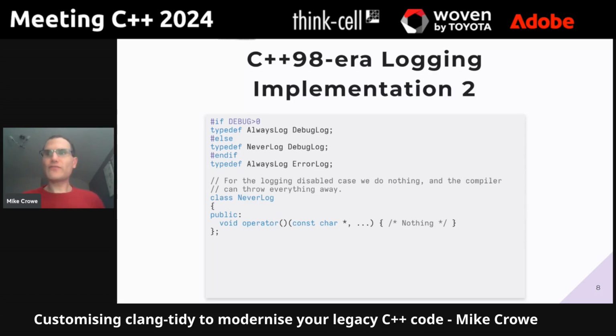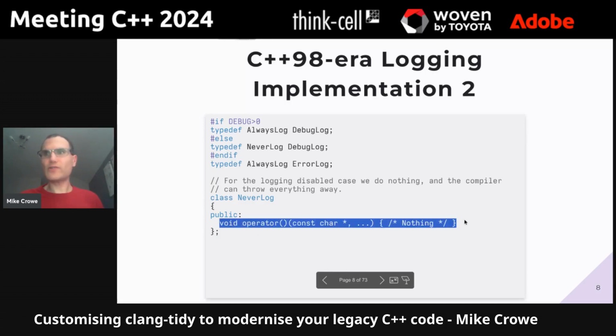So the implementation of never log is straightforward. The function call operator, brackets, just never does anything. So here it does nothing at all. And the compiler can even throw away the format string parameter since it can see that the string is unused.